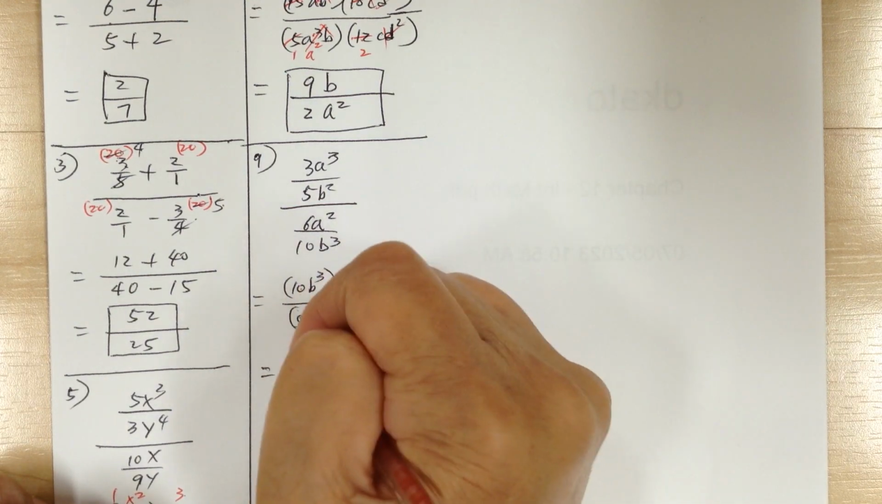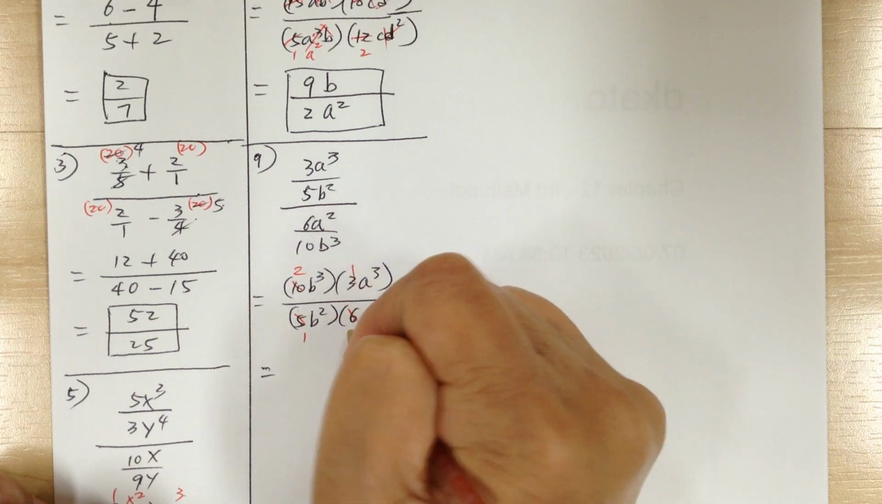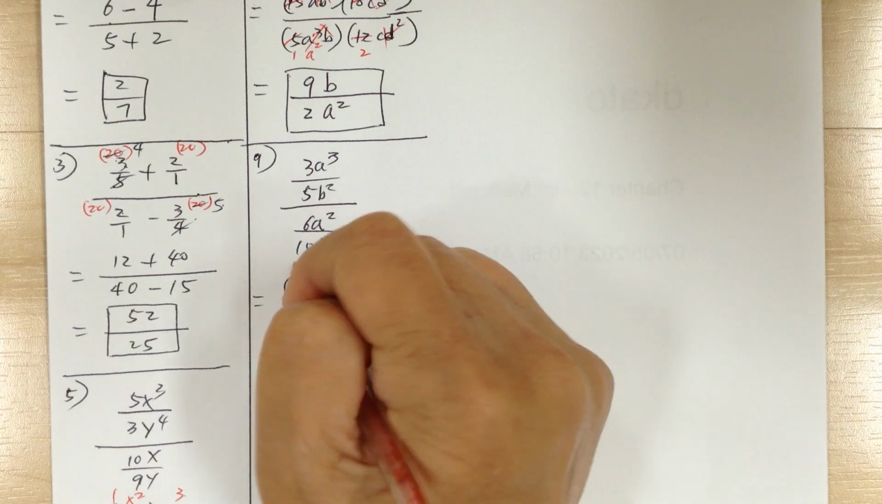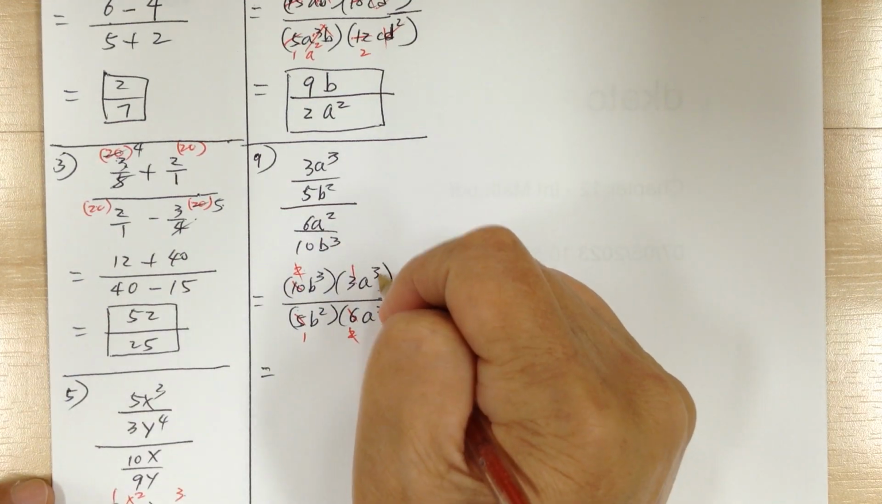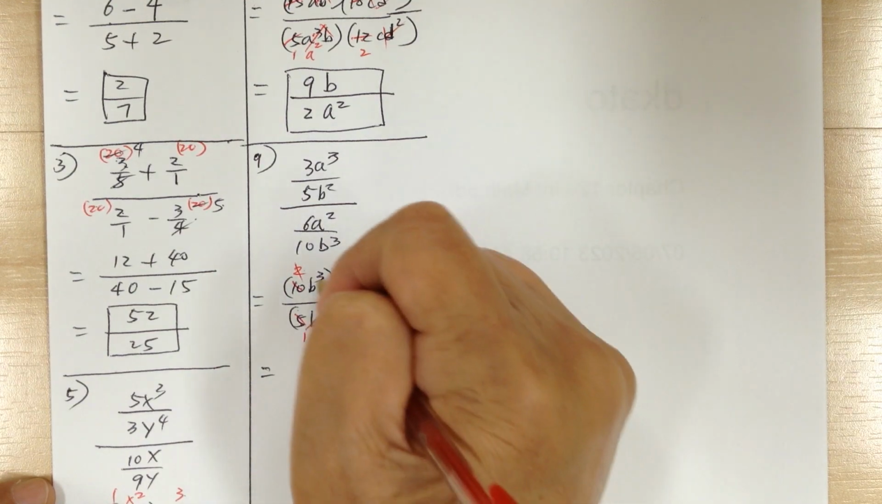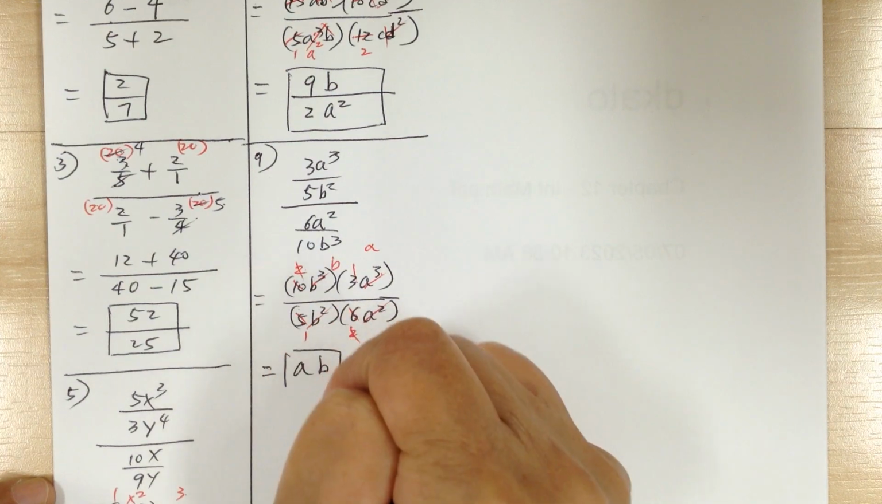Okay, so 5 and 10 divided by 5, you get 1 and 2, and 2 and 2 cancel out. Okay, all the numbers are gone, and then alphabet, a cubed over a squared cancel, you get a, and b cubed over b squared cancel, you get b. So all you have is a, b.